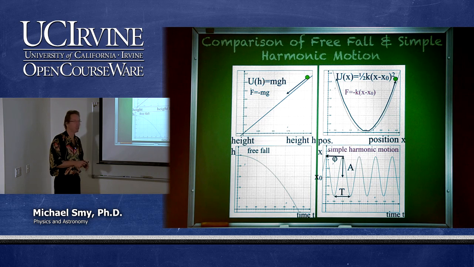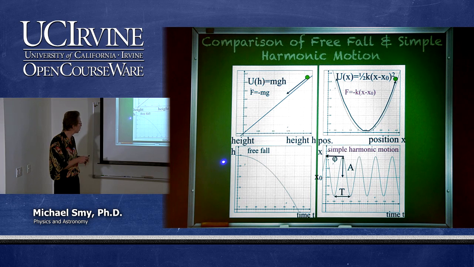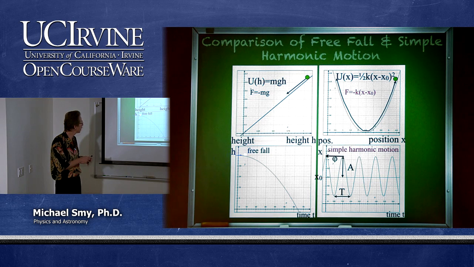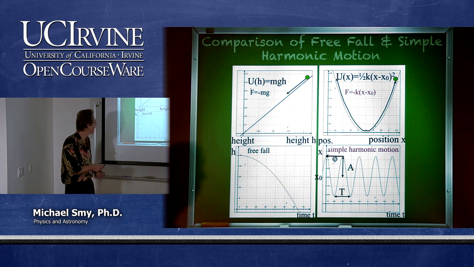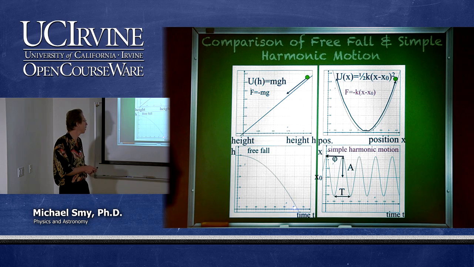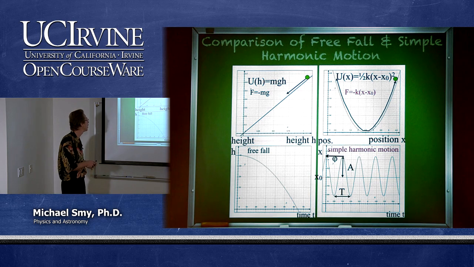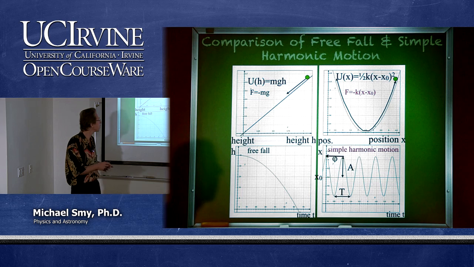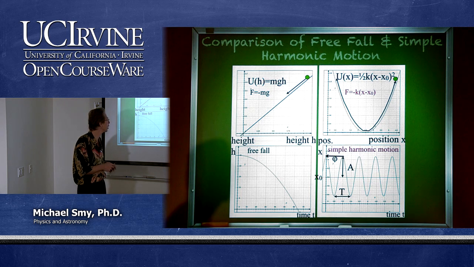So if we look at the corresponding motion for the free fall motion, it's a parabola. So the height changes with time like that, and it's a one-time motion. The only thing that can happen is that it can bounce off the ground, but it just falls down. While the simple harmonic motion is a periodic motion. So it looks something like this.